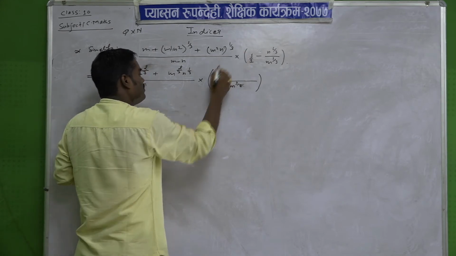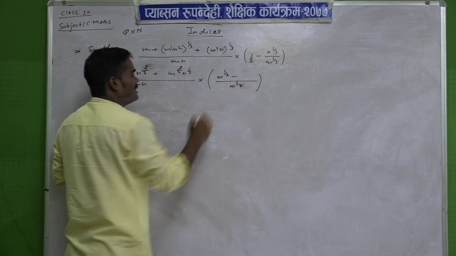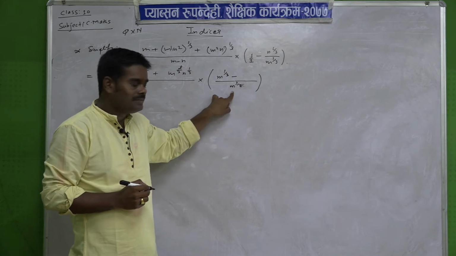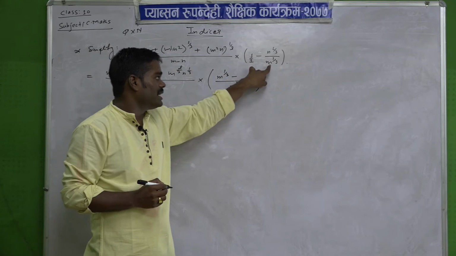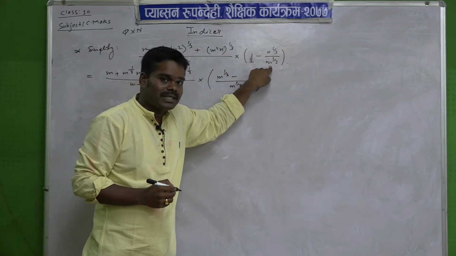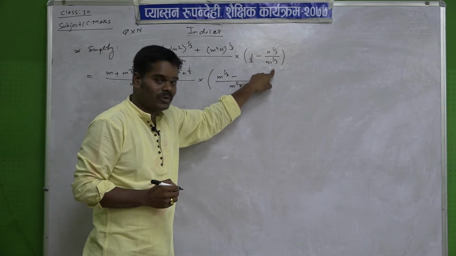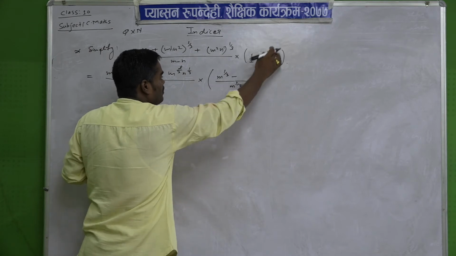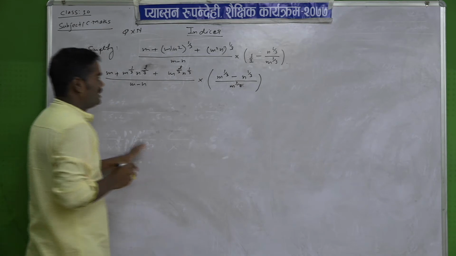So, 1 into m power 1 by 3 means m power 1 by 3, minus this sign, and after that, again this is the LCM, you know very well, and this LCM is divided by this denominator. So, m power 1 by 3 upon m power 1 by 3 means what? 1. So, we have to multiply the 1 with this. So, 1 into n power 1 by 3 means n power 1 by 3, likewise.